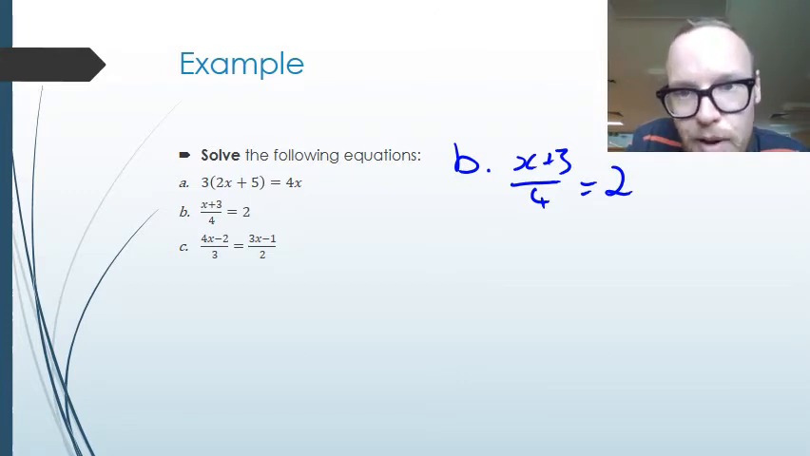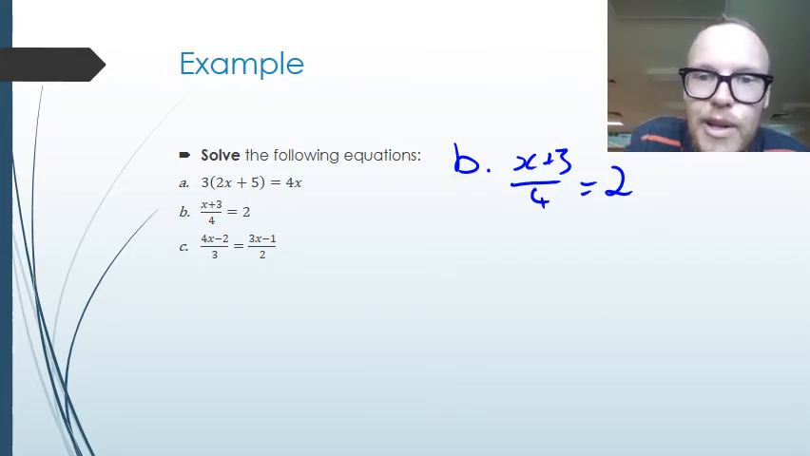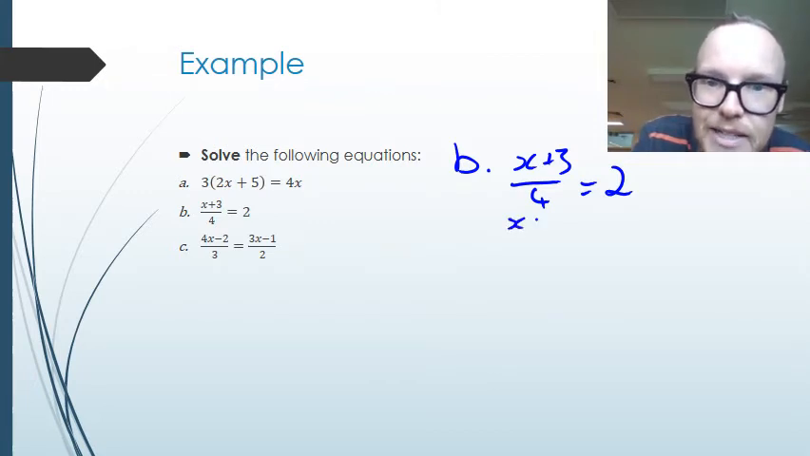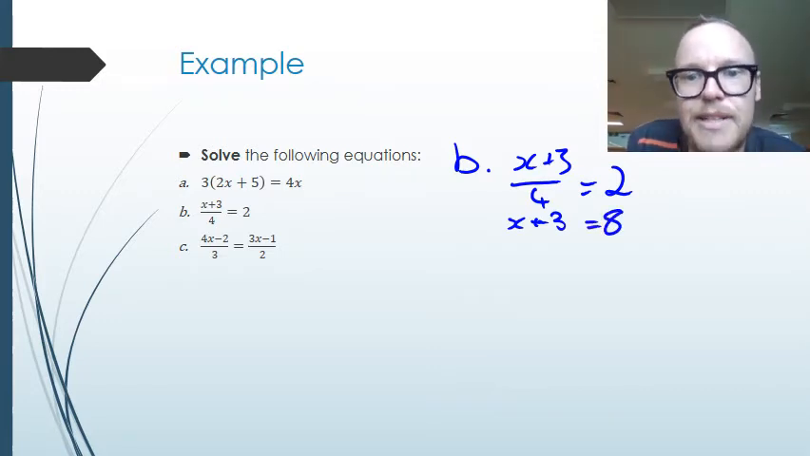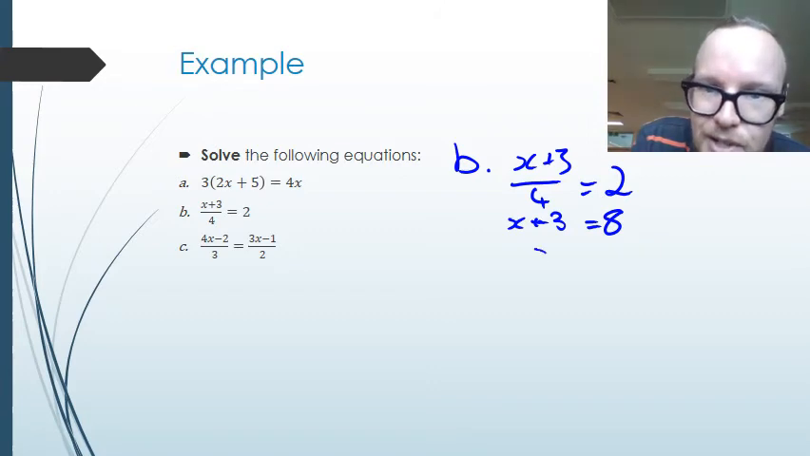So if I multiply both sides by 4, the denominator on the right-hand side of our equation is 1, so the lowest common multiple of 1 is going to be whatever the other one is, 1 and any other value. So the lowest common multiple of 4 and 1 is just 4. Multiply both sides by 4, and I get x plus 3 equals 8. Then I can subtract 3 from both sides, and I get x equals 5.